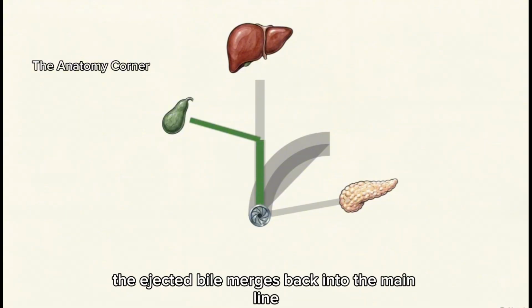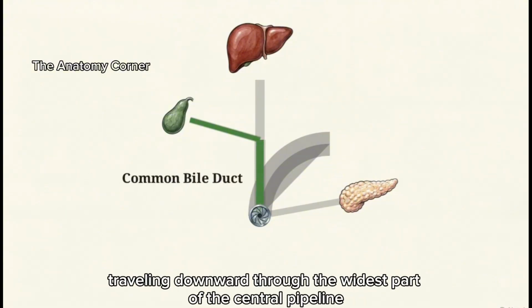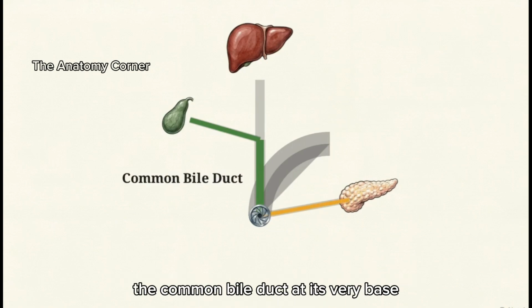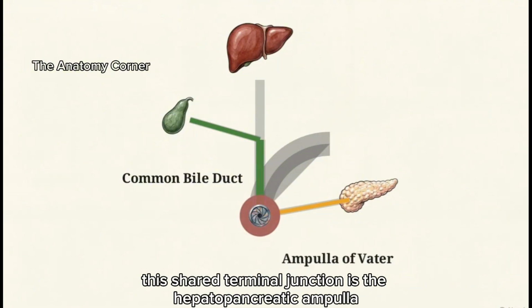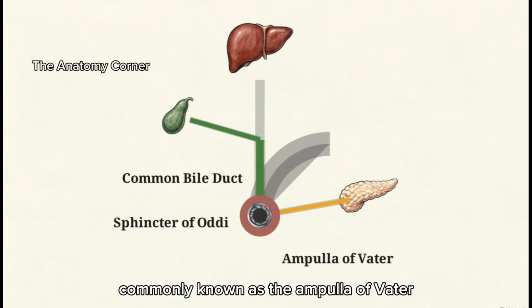The ejected bile merges back into the main line, traveling downward through the widest part of the central pipeline, the common bile duct. At its very base, this duct converges with a parallel tube from the pancreas. This shared terminal junction is the hepatopancreatic ampulla, commonly known as the ampulla of Vater.